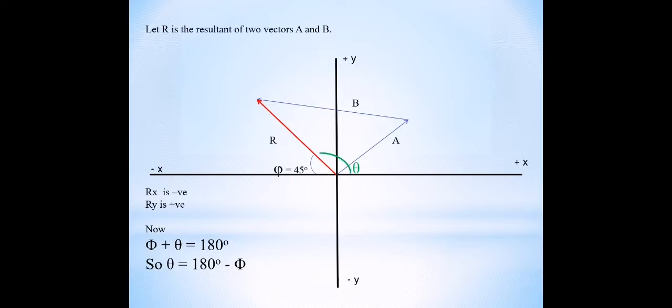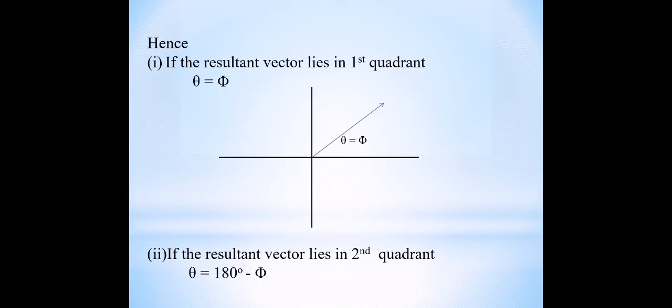Here we are going to discuss some rules to find the value of theta. Number 1, if the resultant vector lies in the first quadrant, and how do we know that? If both of its components rx and ry are positive, it is lying in the first quadrant. So the angle we find from the formula tan inverse ry upon rx, which is phi, is equal to theta, because in the first quadrant the x-axis is the positive x-axis. It is a direct value from the formula.